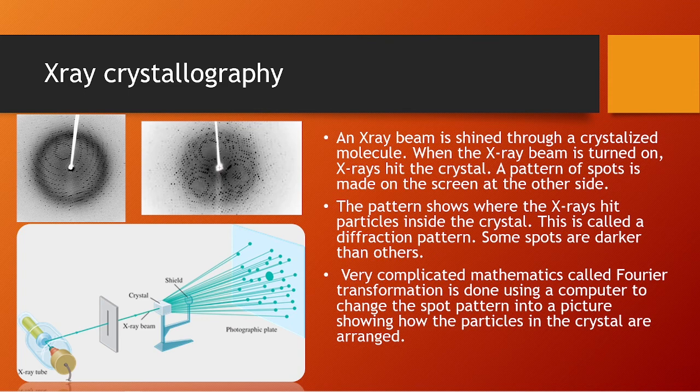Very complicated mathematics called Fourier transformations is done using a computer to change the spot pattern into a picture showing how the particles are arranged. So that is very complex. You definitely won't need to work out what the structure of something is based on these diffraction patterns, but you may need to have a basic understanding of what X-ray crystallography is.